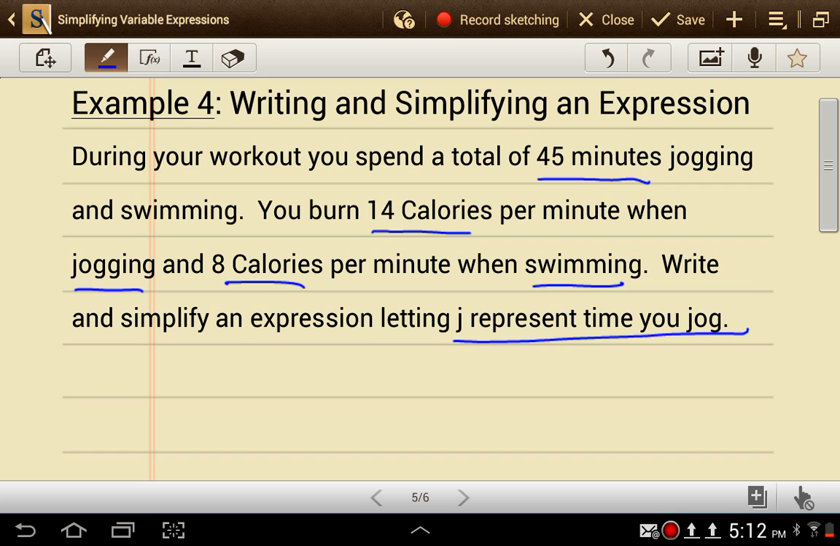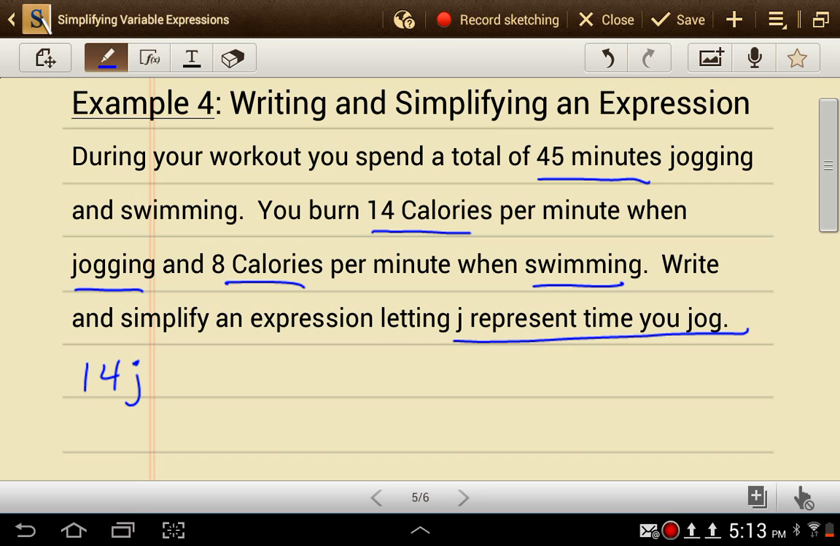So first thing I want to know, the easy one, is to figure out how many calories I burn when I jog. Well, I'm going to do 14 times J. Okay, J is the amount of time I jog. Okay, so 14 times 10 minutes, it's 140 calories jogging. That one's pretty easy. The next one is the swimming.